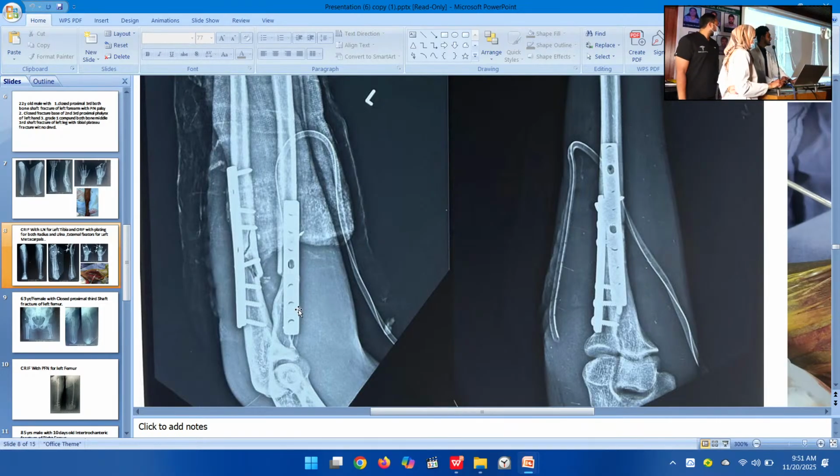No, sir. Ulna is communicated. Sir, ulna. So the butterfly fragment is there for the ulna. What approach have you gone for the radius? Thompson approach, sir. Did you identify the pin? Yes, sir.